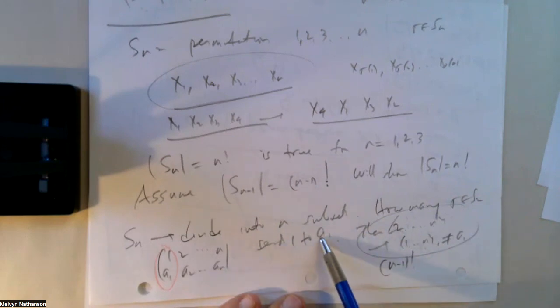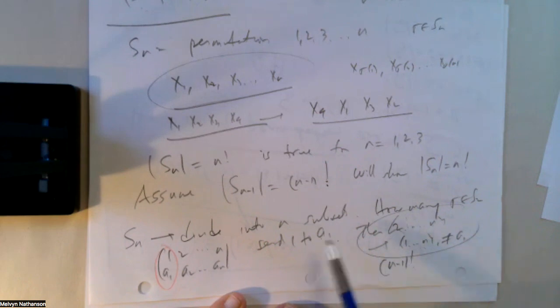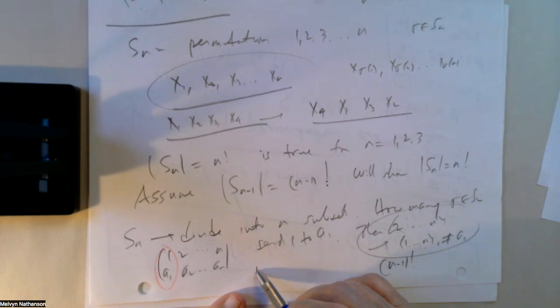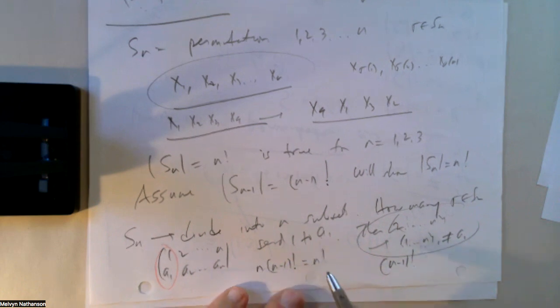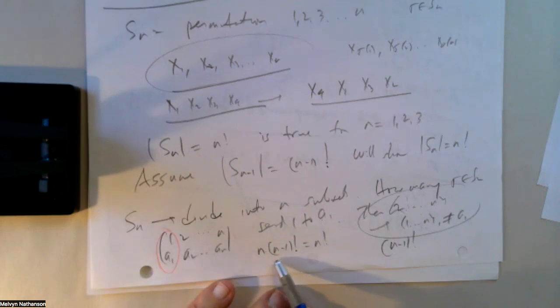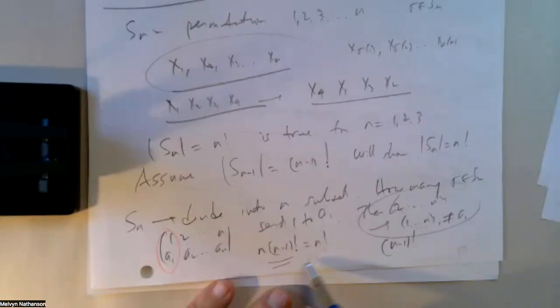So for every choice of A1, we have n minus 1 factorial permutations, and there are n choices of A1. So the number of permutations is going to be n times n minus 1 factorial. And n times n minus 1 factorial is exactly n factorial. Because this is the product of the numbers from 1 up to n minus 1, times n is the product of the numbers from 1 to n.